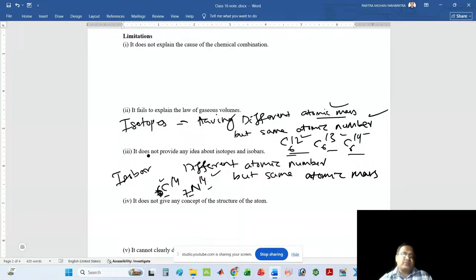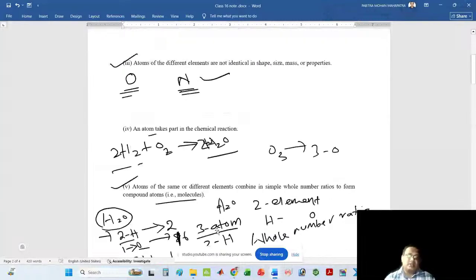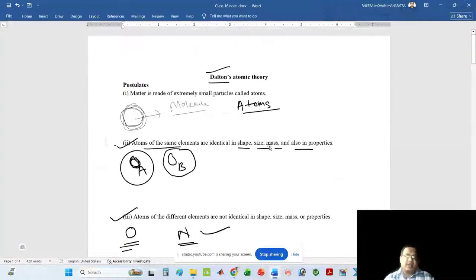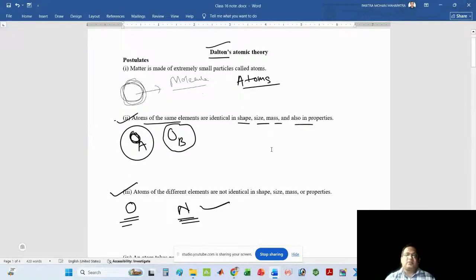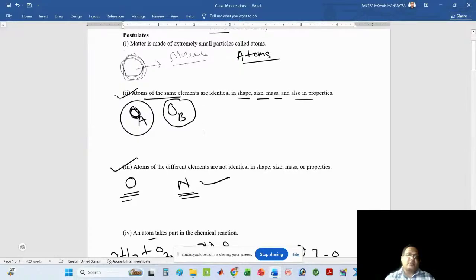Dalton's atomic theory does not explain such isotopes and isobars. It is the failure of the atomic theory. If we think about isotopes and isobars, then Dalton gave two points here. First, atoms of the same element are identical in shape, size, mass, and also in property. This is the failure of Dalton's atomic theory, because as per isotopes, atoms of the same element are different in their mass.